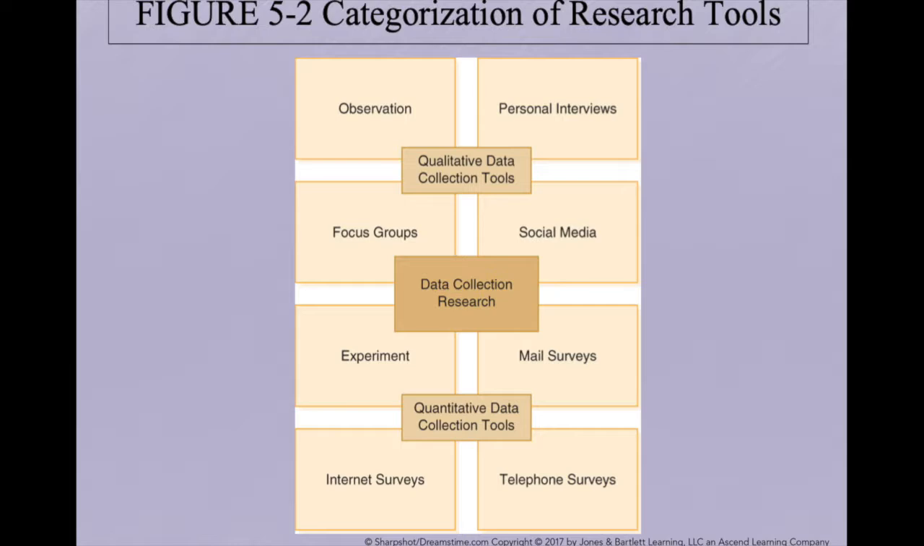Here we see in Figure 5-2, categorization of research tools. This figure shows different ways of collecting data such as observation, focus groups, experiments, internet surveys, personal interviews, social media, mail surveys, and telephone surveys. You see some of this data is collected that could be qualitative and some of it is quantitative.